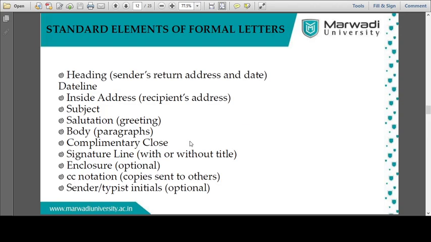Now the standard elements of a formal letter are: heading, dateline, inside address, subject, salutation, body, complimentary close, signature line, enclosure, and CC notation, which means a copy is sent to another recipient, or typist's initials. Now we will see all these elements in detail.